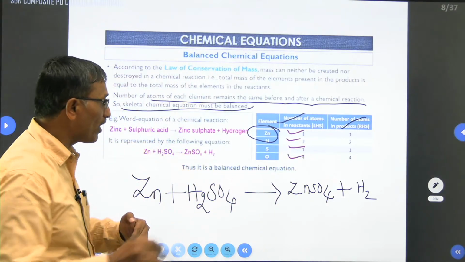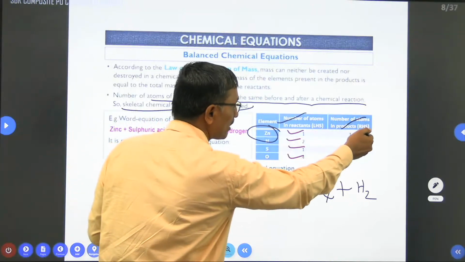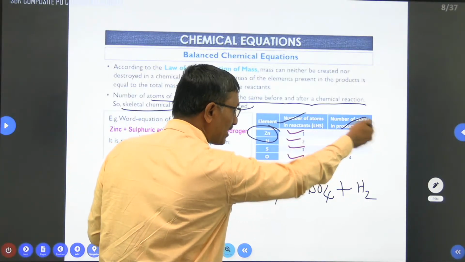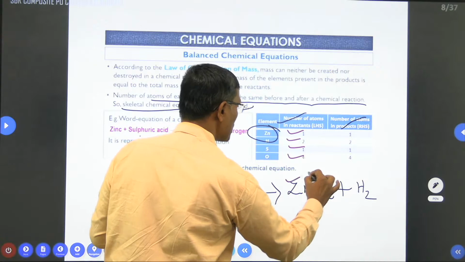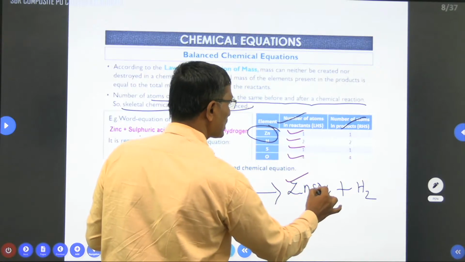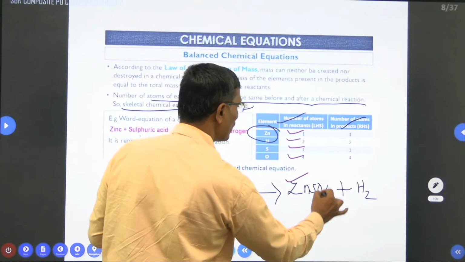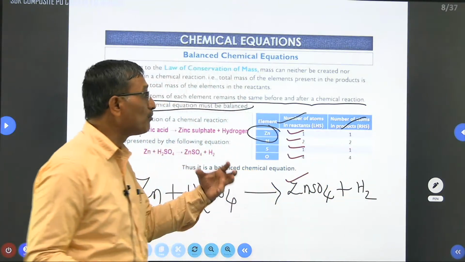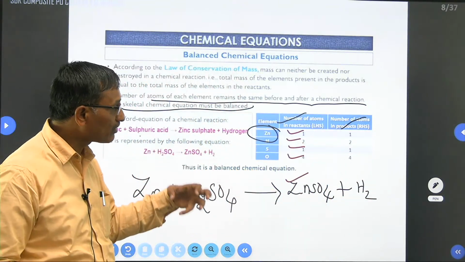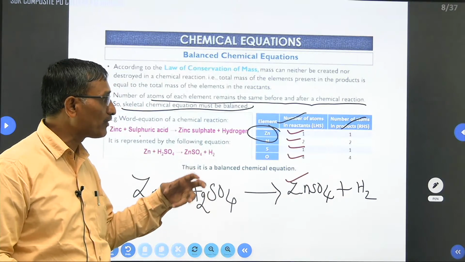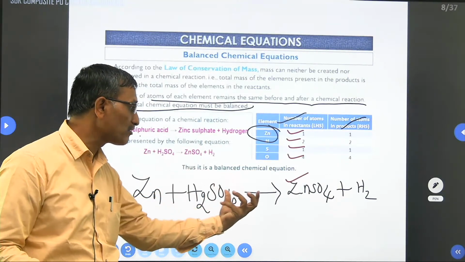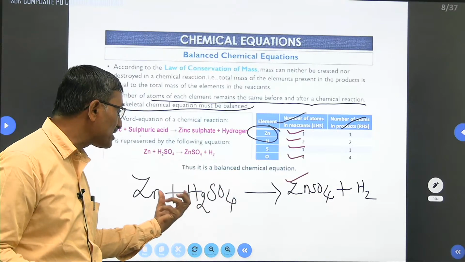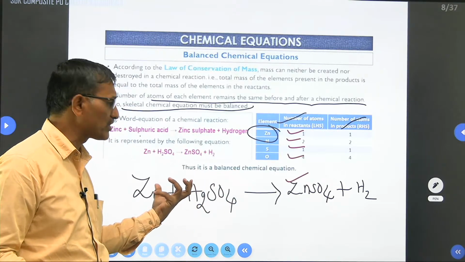In the same way, you can see the number of atoms on the product side, the right hand side. Zinc, 1 atom is there. What about the sulfur? In this case again 1. Oxygen again 4. What about the hydrogen? 2. Therefore, the number of atoms in the reactant as well as in the product remain the same. That way we can say this is a balanced chemical equation.